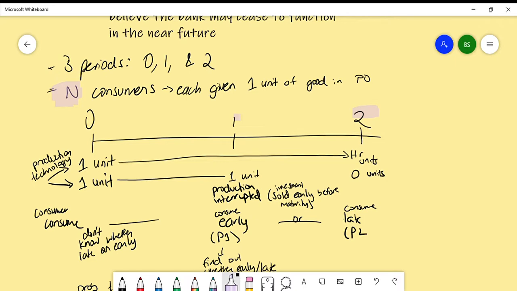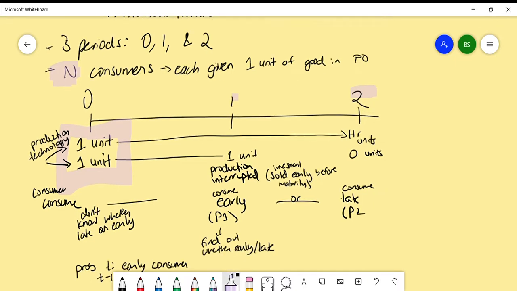They're given this 1 unit and they could invest it in some kind of production or investment, and they can keep it invested all the way until period 2. And they would get back 1 plus R units. I know it says HR, but it's supposed to say 1 plus R. They get back 1 plus R units at the end of period 2.